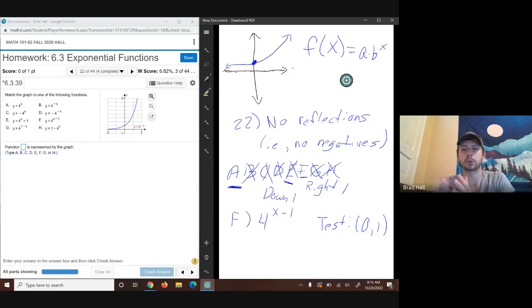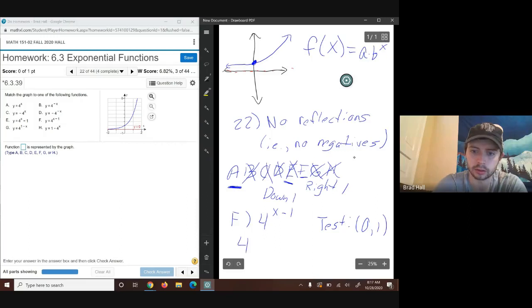That test point of (0, 1), I get from the graph itself on the stated problem. I also do this in my lecture: I pick a test point to try to differentiate between two or more options. So I plug in 0 for x, 1 for y. If you plug in 0 for x, you get 4 to the negative 1, which is 1 over 4. But we were supposed to get 1. So it can't be F. It has to be A.